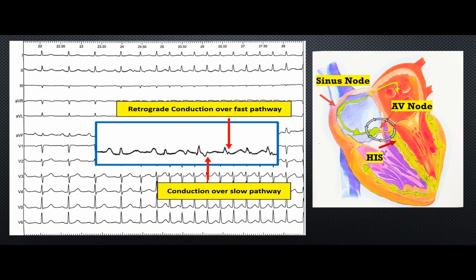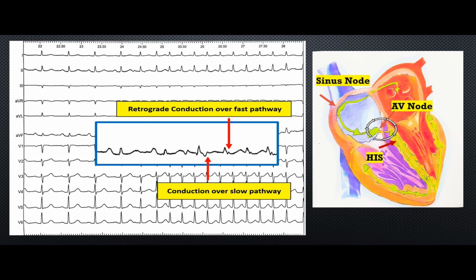Sometimes what happens is that whenever there is conduction over the slow pathway, the fast pathway is not refractory and it has the tendency to conduct retrogradely as well. This means that normally it conducts antegradely from the sinus node to the AV node, but in some conditions, if there is a milieu, the conduction goes retrograde as well. So in this case, what happened was that the conduction over the fast pathway goes up retrogradely, and we can see it over here as marked by the arrow.